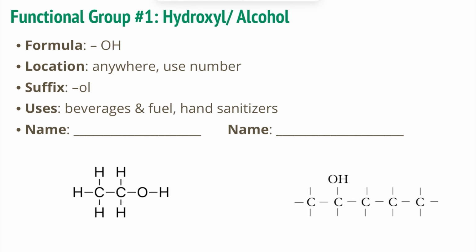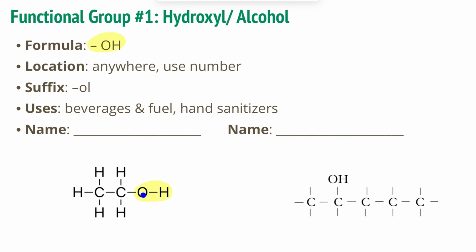So uses, we see beverages and fuel are alcohols, hand sanitizer. It's probably something you are used to hearing, you just might not know what that means. So let's look at this alcohol here. We can see it's an alcohol because there's this OH group off of one of our carbons. And notice that this takes the place of just a hydrogen.